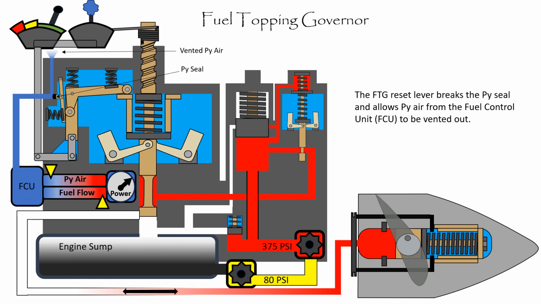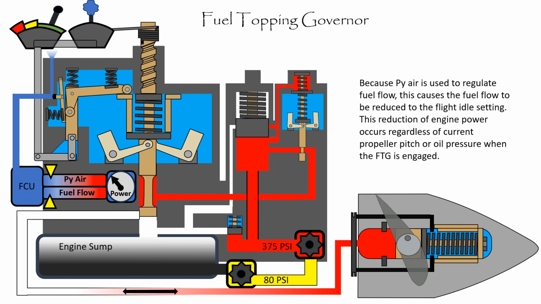The fuel topping governor reset lever breaks the PY seal and allows PY air, sometimes referred to as bleed air or P3 air, from the fuel control unit to be vented out. Because PY air is used to regulate fuel flow, this causes the fuel flow to be reduced to the flight idle setting. This reduction of engine power occurs regardless of current propeller pitch or oil pressure when the fuel topping governor is engaged.